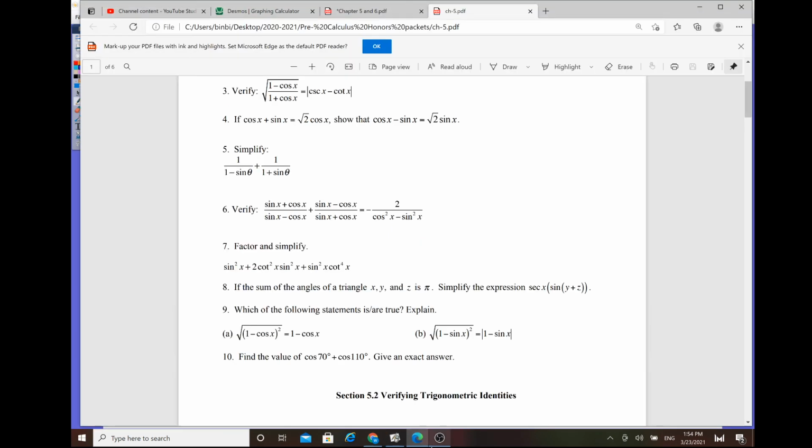And what about number 9? Which of the following statements is or are true? Explain. Again, this one is about verifying. One thing that we talked about before: anytime you take the square root of the whole quantity, it's always considered the absolute value of the whole quantity. So if you see anything like this, consider the absolute value of the whole quantity.